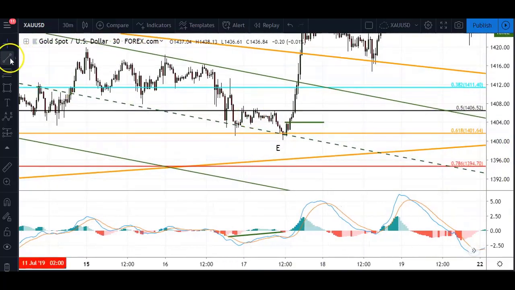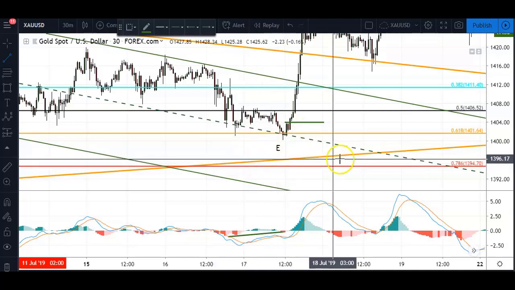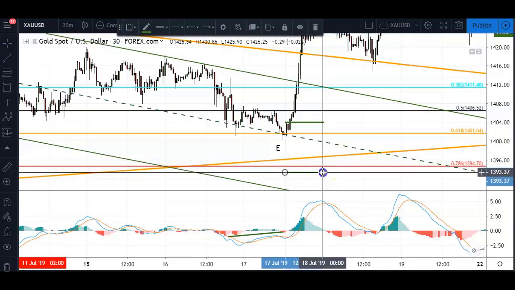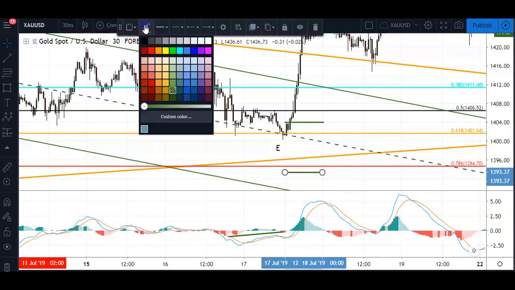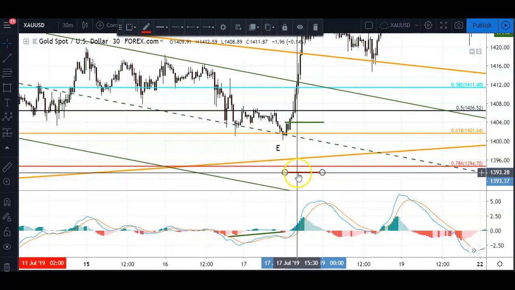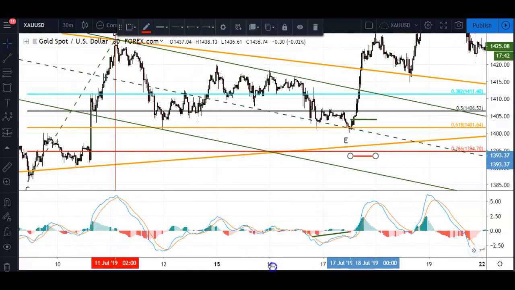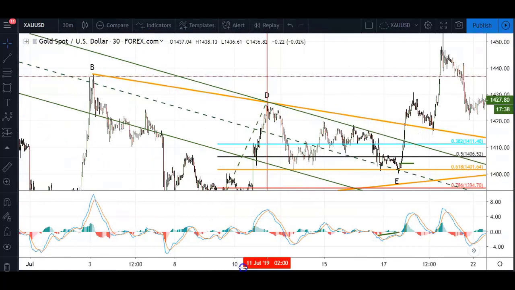Now, where would I place my stop loss in this case? I tend to like placing my stop loss below the lower trend line of the actual triangle. There was also a 0.786 fib retracement level there, and I positioned my stop loss, let me just color that in red, just slightly below them. And what I tend to do in the majority of cases is then place my targets.